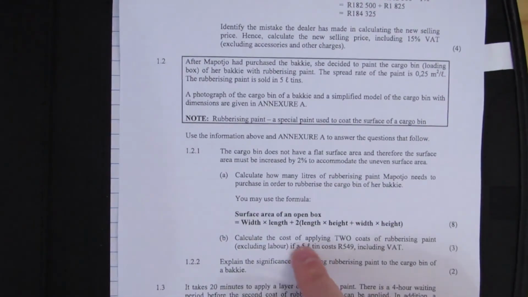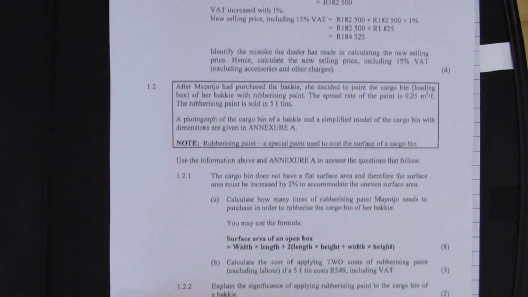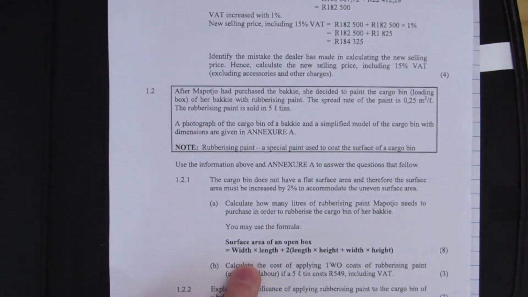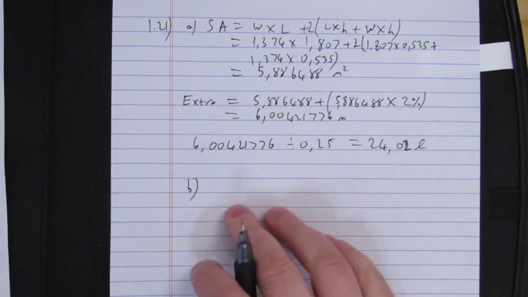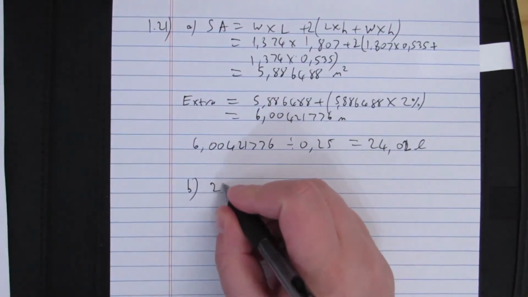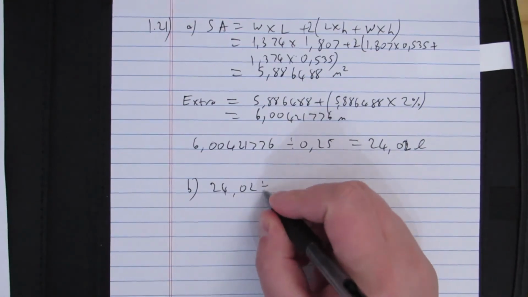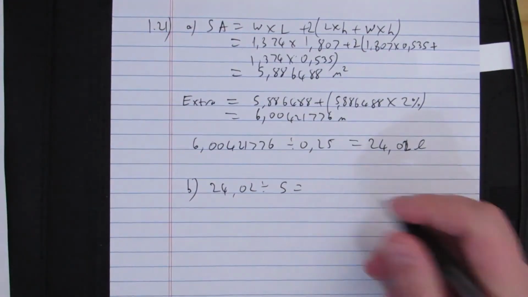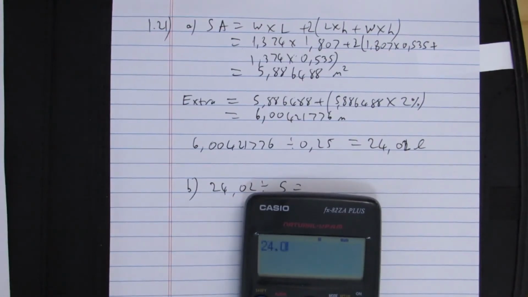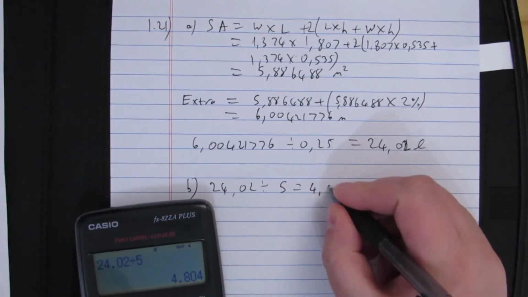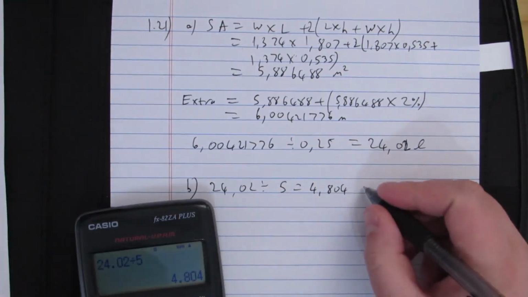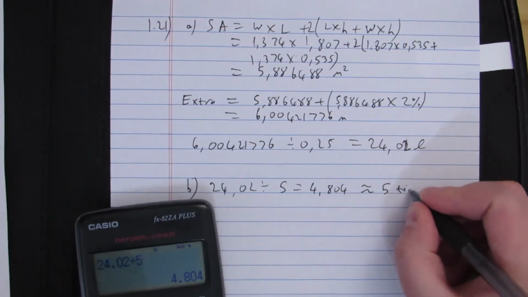The tins are sold in 5 litres. So that's going to be our next thing that we're going to look at. We know how many litres they need to buy, just over 24 litres. That makes our next question quite easy, because if I take 24.02 and divide it by 5, I find out how many tins she needs. 24.02 divided by 5 is 4.804. We round it off to 5 tins.